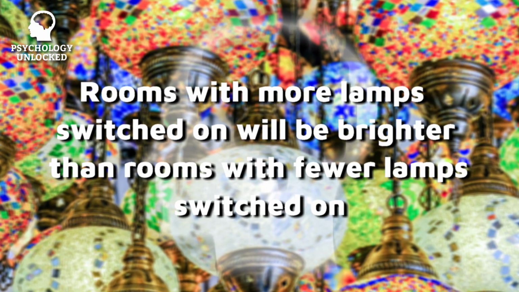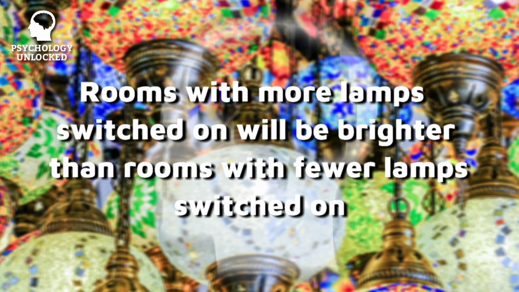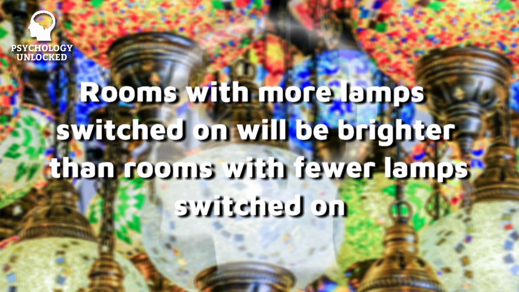Let's use some examples. Rooms with more lamps switched on will be brighter than rooms with fewer lamps switched on. Is directional. The direction in this case is that the room will be brighter. The brightness of the room is the dependent variable, and the number of lamps switched on is the independent variable, the one being manipulated by the researchers.